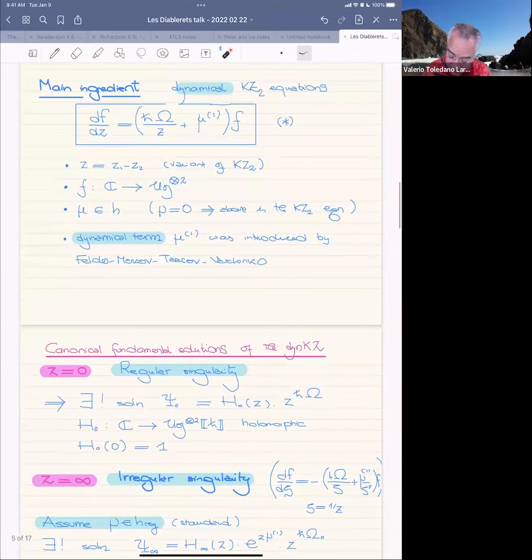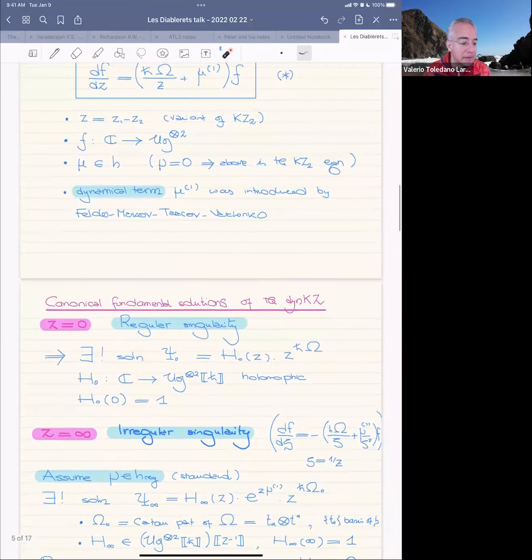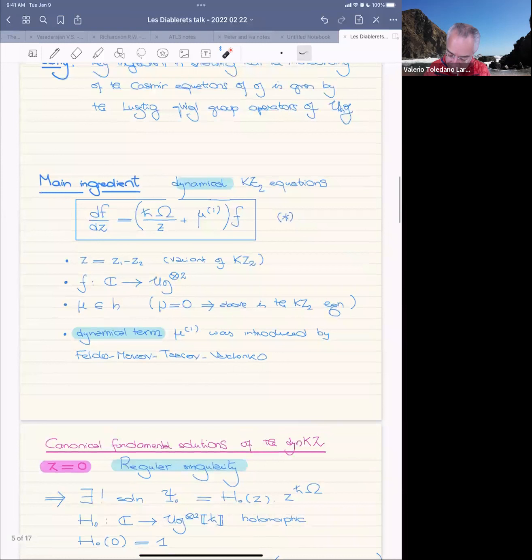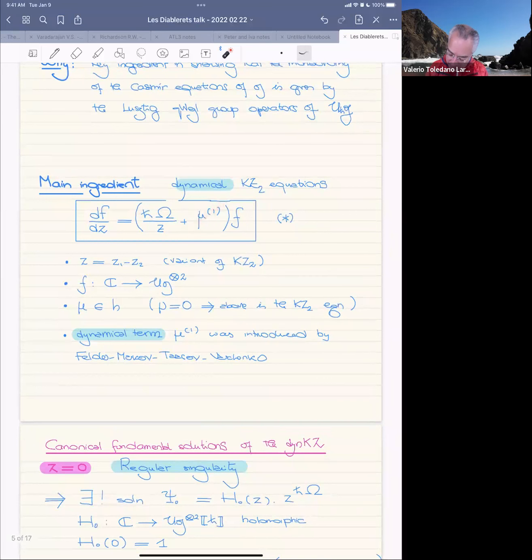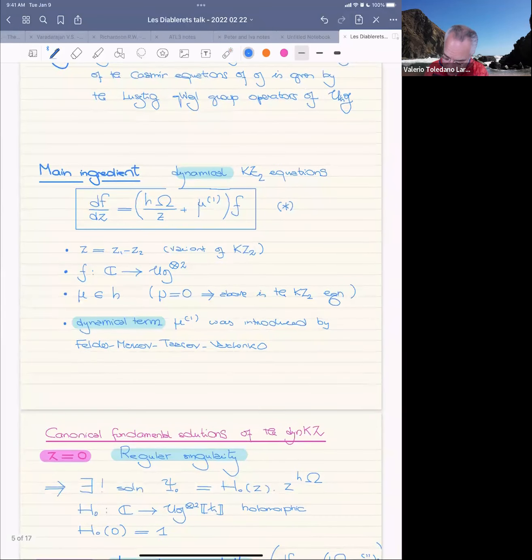So let's talk about this equation, and I want to construct two fundamental solutions for it. The first one is something that you would also construct for the standard KZ equation, the one you would get if you deleted this dynamical term. At z equal to 0 there's a regular singularity, so it's a general result that there's a solution which has a holomorphic part and then this singular part, z to the h bar omega. I guess my h has become h bar now. Okay, and this is a completely standard result.